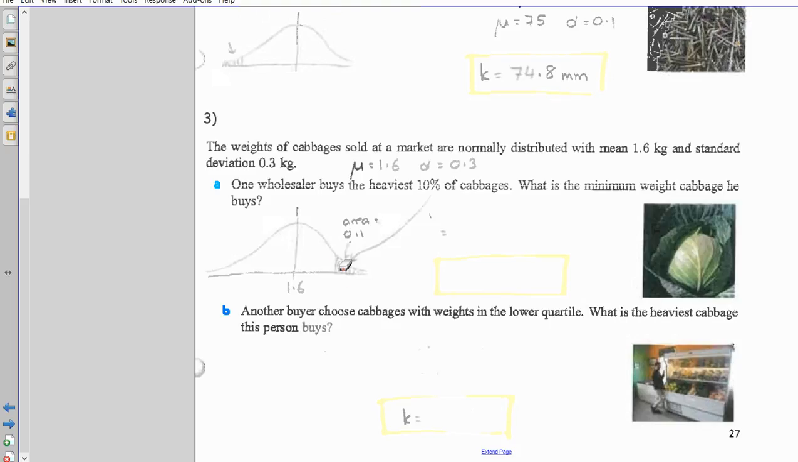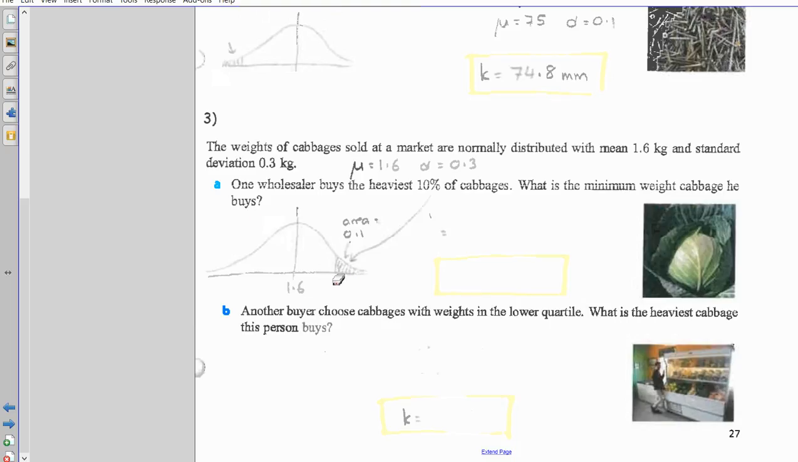What's 10% as an area? Let's see, what would it be? 10% as an area would be 10 divided by 100, which would be 0.1. So it's a tiny area. We want to know what's the minimum weight of cabbage that he buys, because he only buys the heaviest 10%. What's the smallest boundary? So what's the lower boundary?